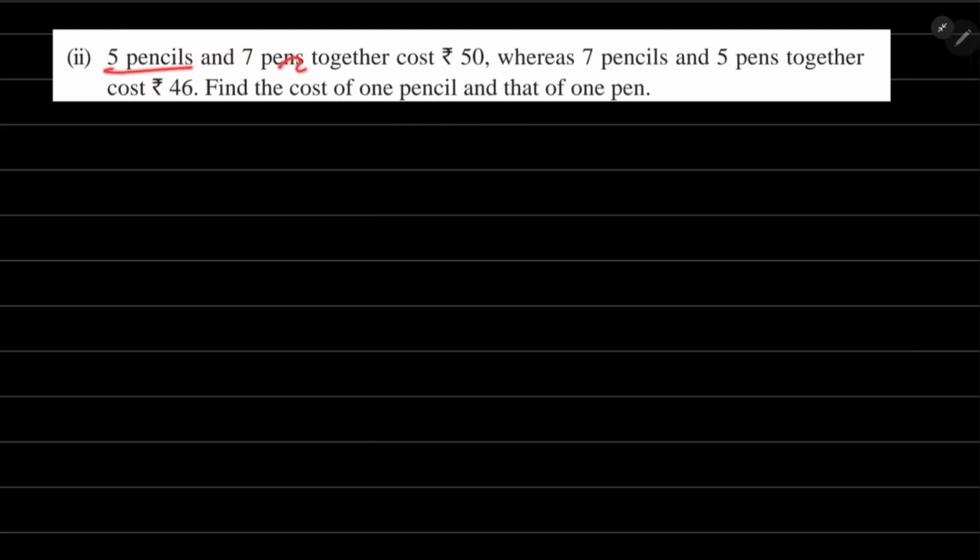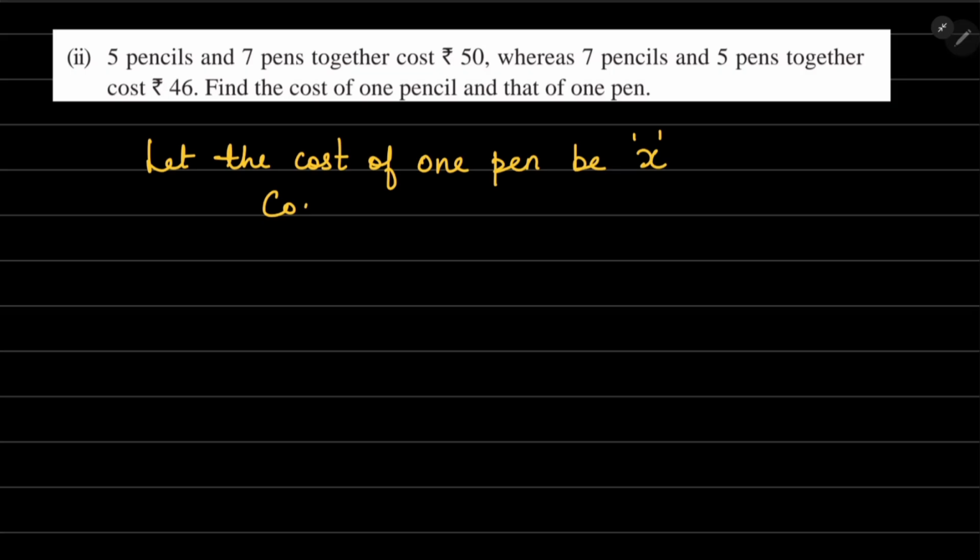The question is: 5 pencils and 7 pens together cost rupees 50, whereas 7 pencils and 5 pens together cost rupees 46. Find the cost of 1 pencil and 1 pen. Whatever you have to find, that is what you have to take as your variable. So we can write, let the cost of 1 pen be rupees X and the cost of 1 pencil be rupees Y.